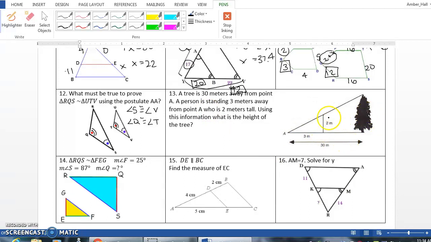These are simply just two triangles just like we've seen before. So this side is 3 and this is 2. The tree is x. So 2 corresponds with x and 3 corresponds with 30. So we just set up a proportion. 3 over 30 equals 2 over x. Cross multiply, 3x equals 60, x equals 20.